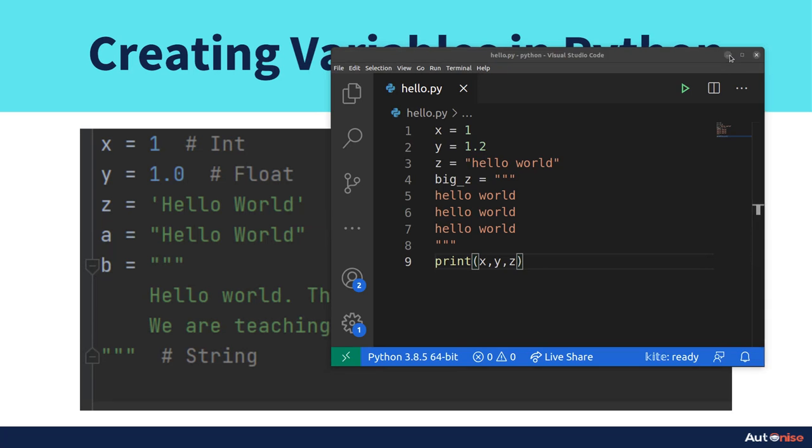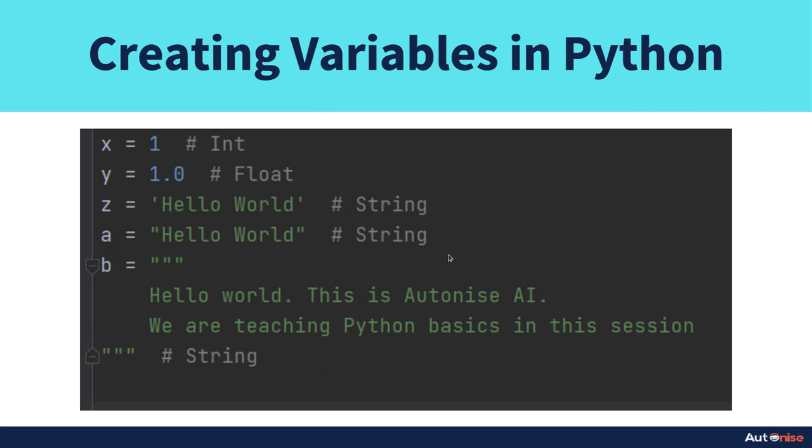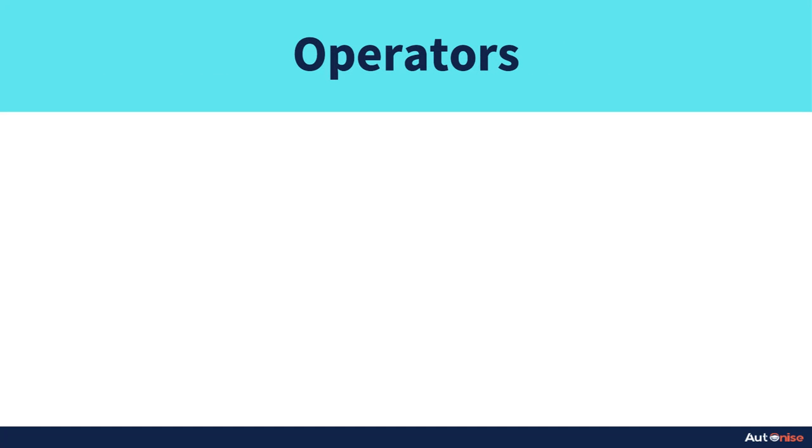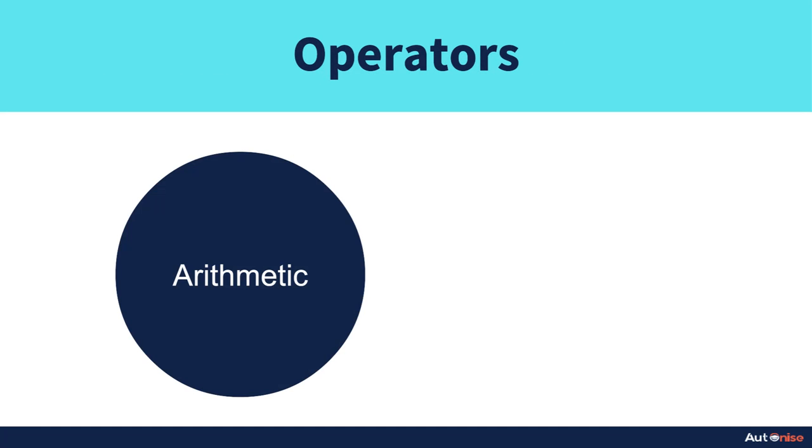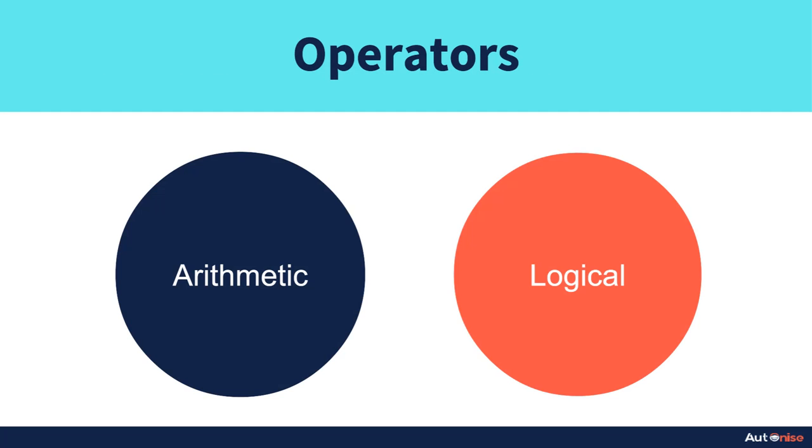Let's get back to the slide. Operators, and in operators we have some arithmetic and some logical expression. Operators are nothing but some mathematical expressions like plus, minus, multiply, divide. Let's see how we can do that inside our Python code.